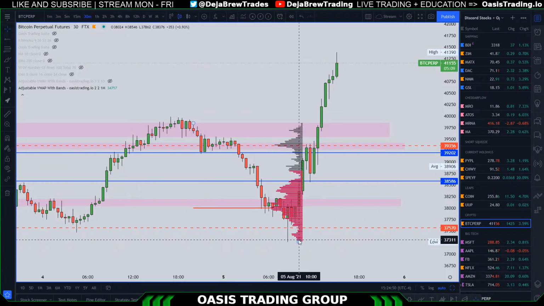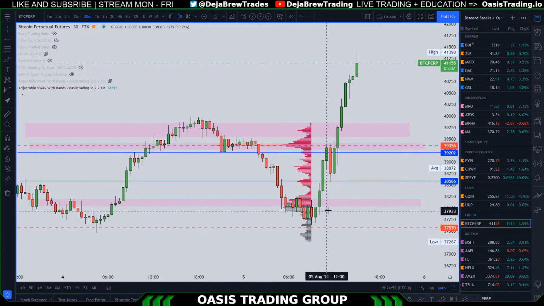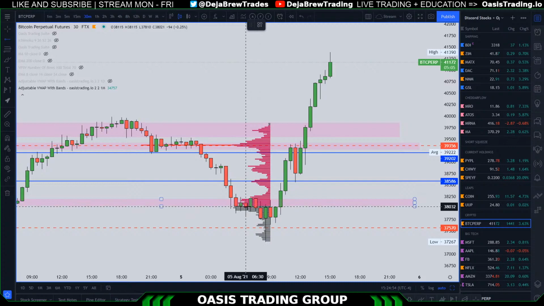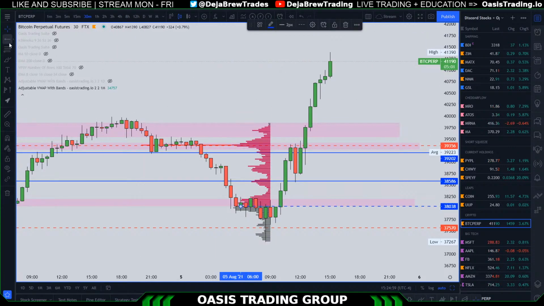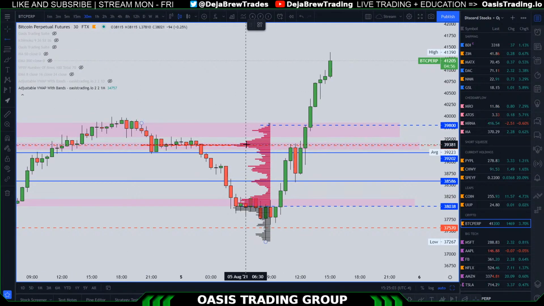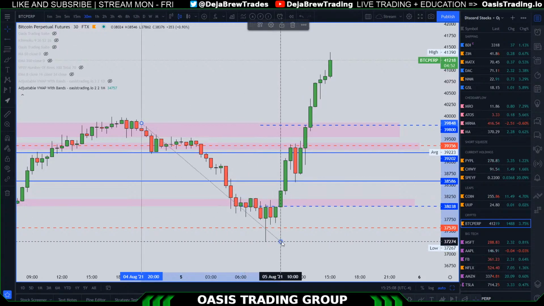So now, oh, actually, hold on, let's go back. Let's mark out our value area low and our value area high way up here. And then our POC is right on that red line, so we'll just remember that. Okay, now let's push forward.